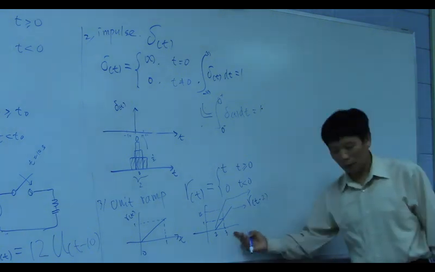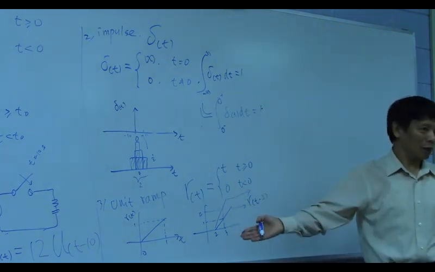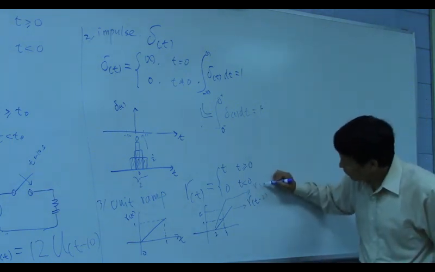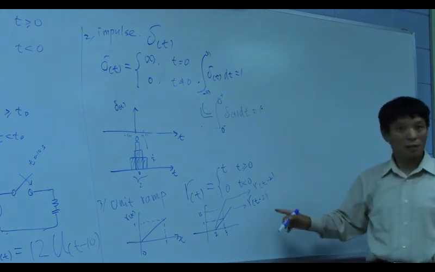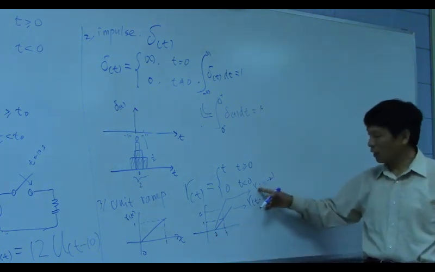This one is delayed. This one is amplified, multiplied by a constant. So we still have r(t-2). That does not change, right? Because it's delayed by 2 seconds. Now what is the amplitude?